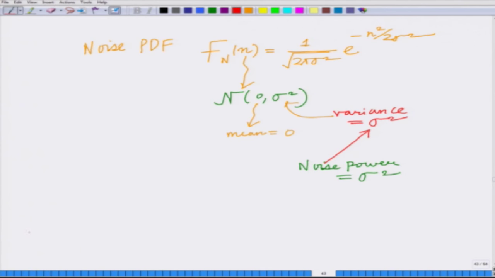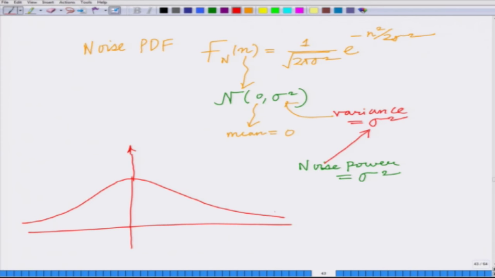Therefore, the probability density function of the noise is 1 over square root of 2 pi sigma square times e raised to minus n square divided by 2 sigma square. This is the Gaussian probability density function. To refresh your memory, we have already seen its shape. It is a bell shaped curve. This is the mean, which in this case is 0, and the spread of this Gaussian is proportional to the variance, sigma square.